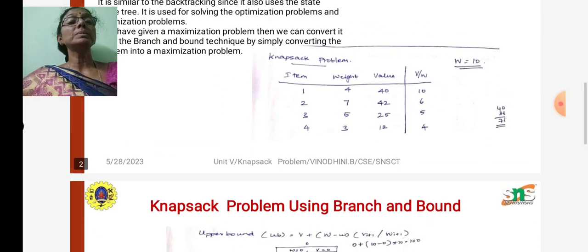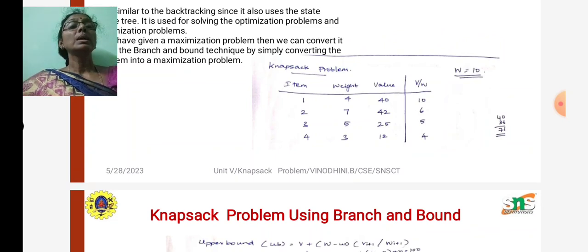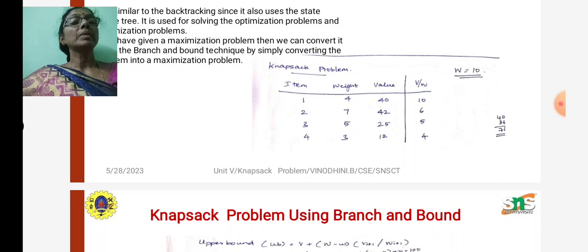In the knapsack problem, there is a sack. We are given the capacity of the sack, and within that capacity we have to fill the maximum value into the sack. In this problem there are 4 items with weights 4, 7, 5, 3 and values 40, 42, 25 and 12. The capacity of the sack is 10, so we have to fill it with weight less than or equal to 10 to get the maximum profit.